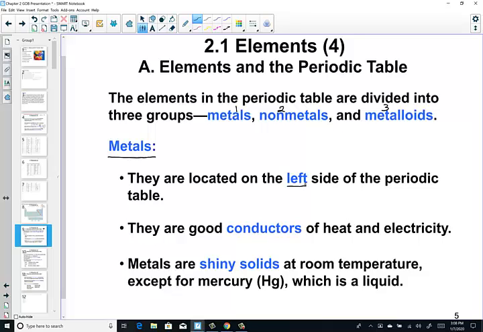Except for mercury, I'm going to say Hg for mercury, all metals are solids at room temperature, except for mercury, which happens to be a liquid. It's a silvery liquid. Can you think of a mercury thermometer where you have a silver liquid that goes up and down in the thermometer? We kind of outlaw those these days with mercury poisoning, but that silvery liquid is known as mercury.